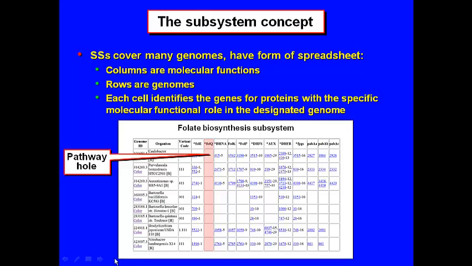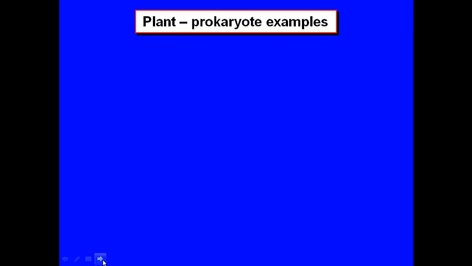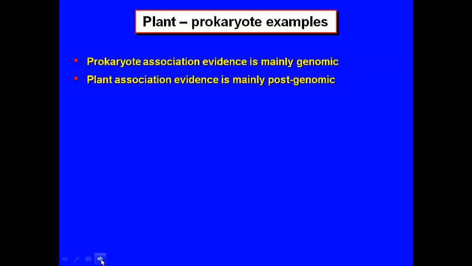So we're now just going to close with some plant and prokaryote examples of comparative genomics, the two kinds I mentioned at the start, which are the case where you have a known function but no gene for it, and the case where you have a gene but you don't yet have a function. But before we do that, just a few brief comments. For prokaryotes, the association evidence is mainly genomic: clustering, fusion, co-regulation, co-distribution. Whereas for plants, because gene clustering in plants is almost always not important in terms of function, the association is mainly post-genomic.